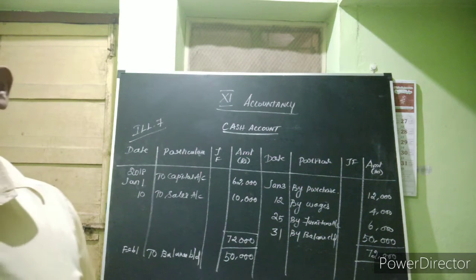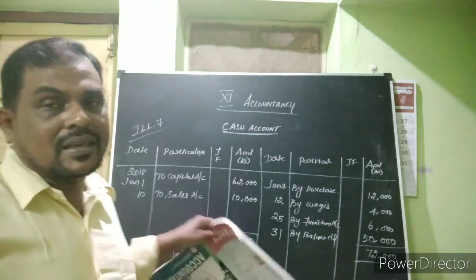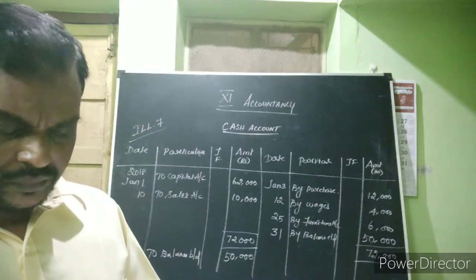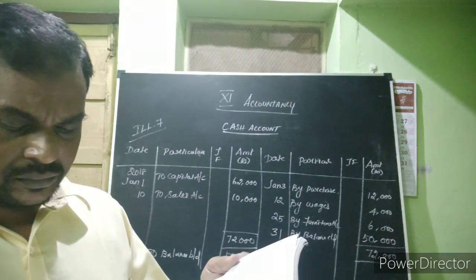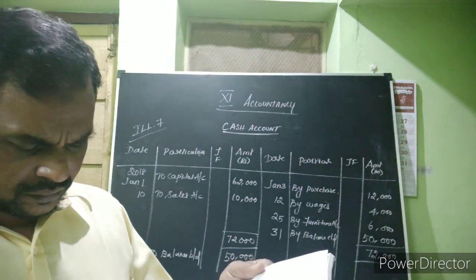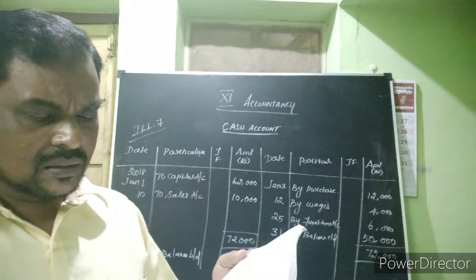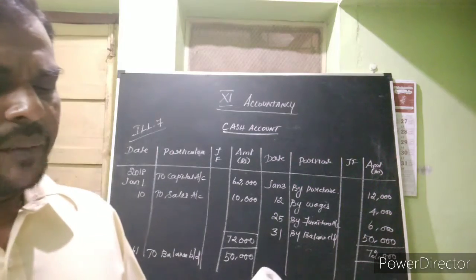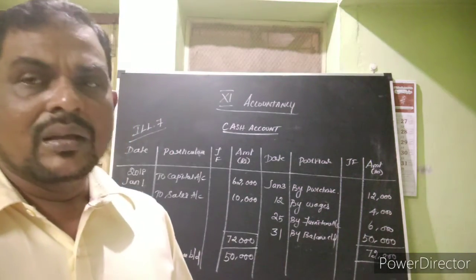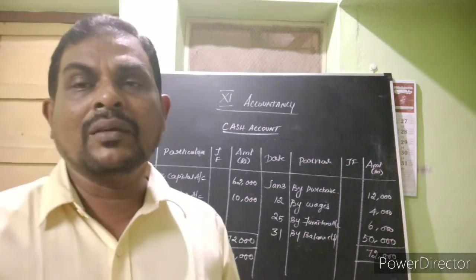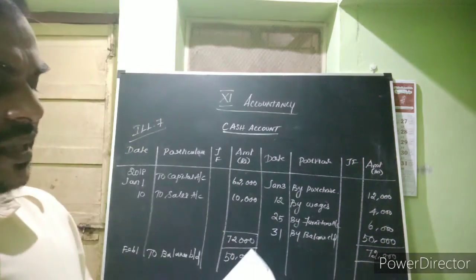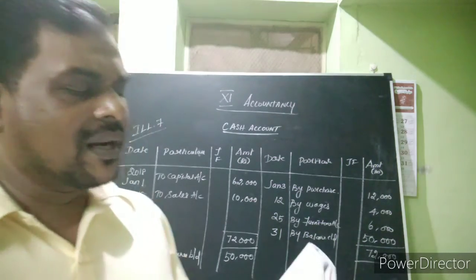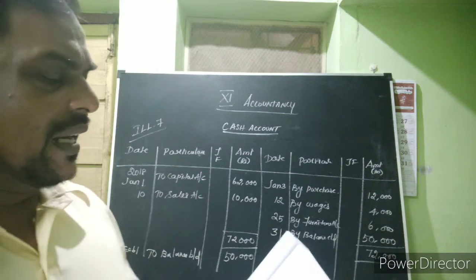Okay, the same way I will put one more sum from the exercise. In the exercise sums, prepare Anand's account from the following details. Question number 9 from the exercise sums. Prepare Anand's account from the following details.